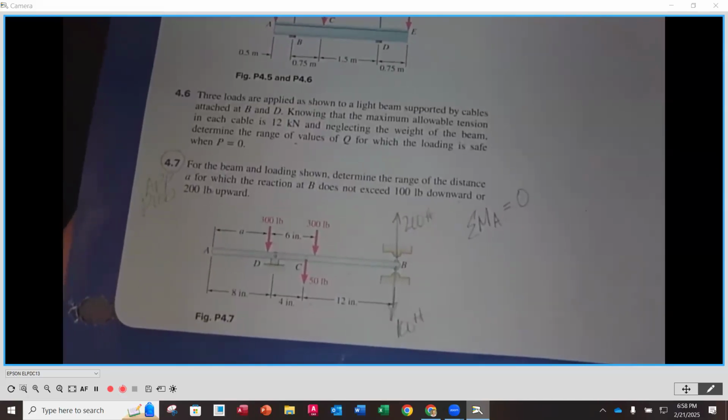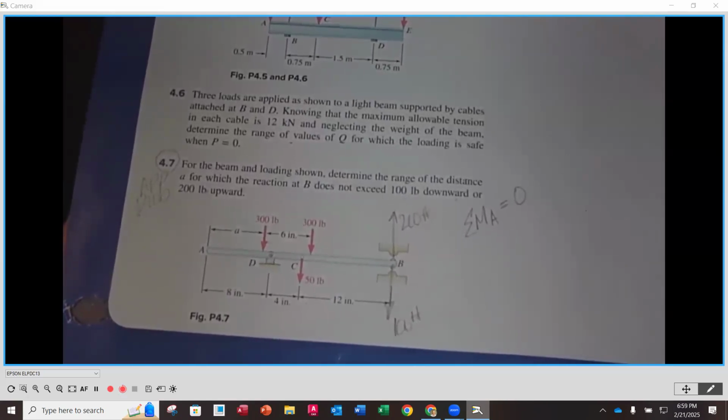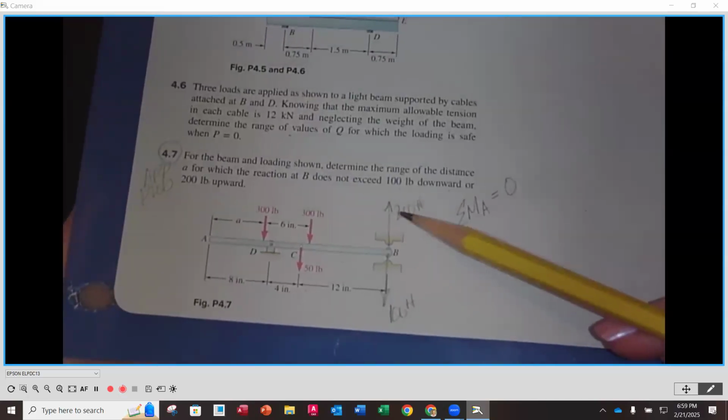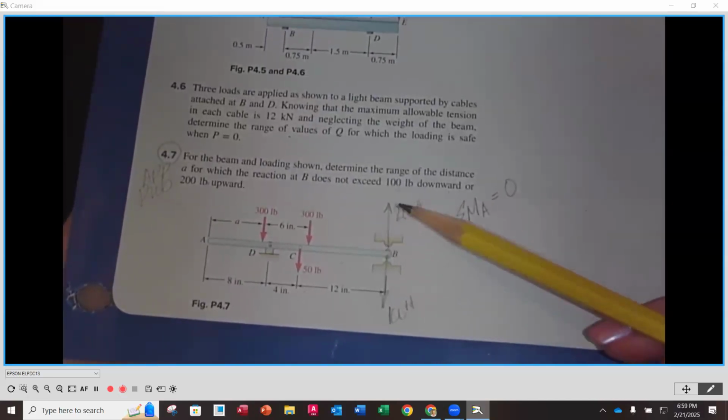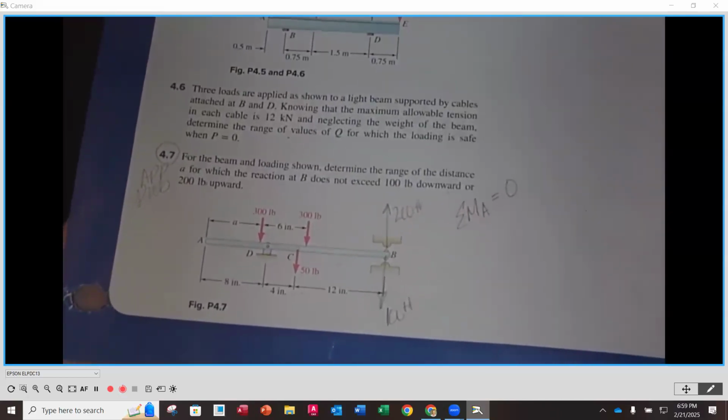I got a question. Oh, sorry. Yeah. On point B, is that a pin? Nope. It's nothing. All it's going to do is bump up against either side. So you represent it with the force that you see here. So it is not a pin. It isn't a reaction.